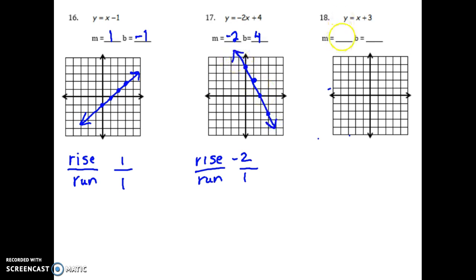18, my slope is 1, my y-intercept is 3. So I start at my 3, 1, 2, 3. My slope is 1. So I'm going to rise 1 over 1, or I could go down 1 to the left 1. It's going to look like this.